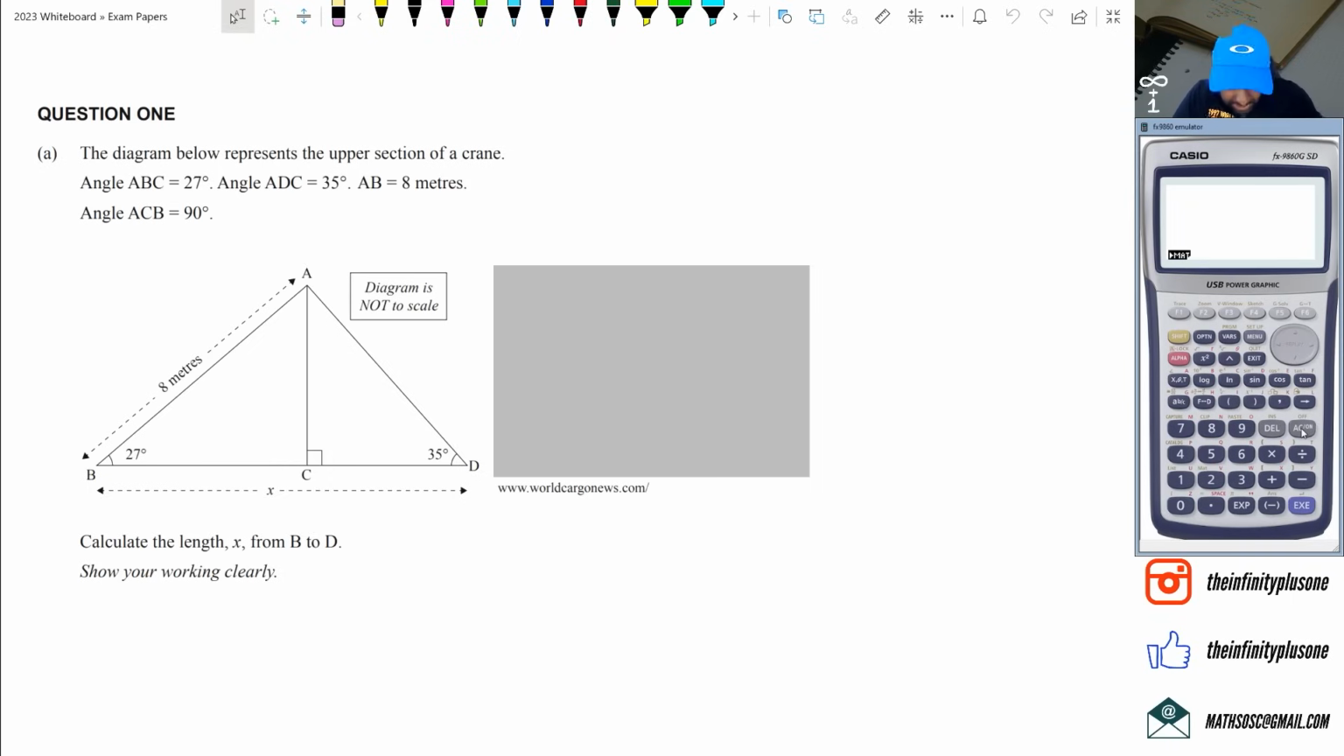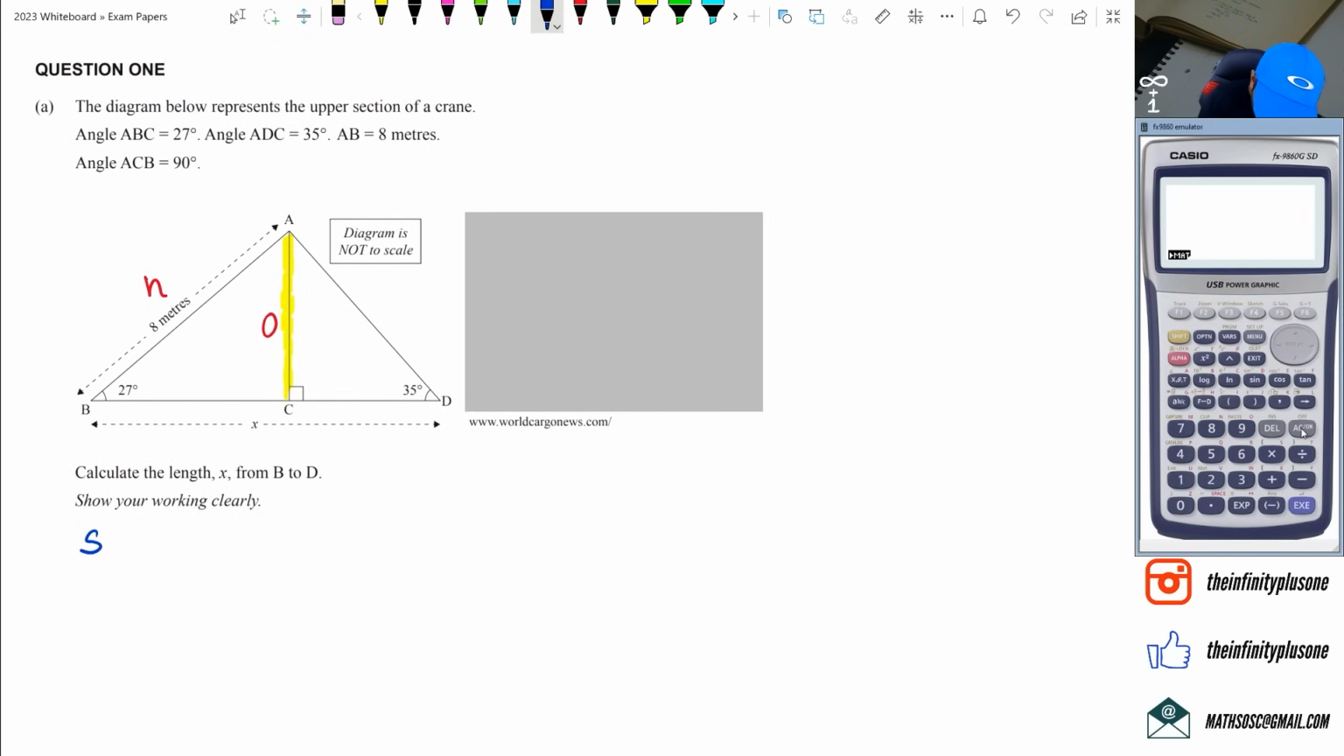Alright, let's get started with this first question. We've been asked to figure out what x is, and to do that, the first thing we need to figure out is the length AC, and we're going to use triangle ABC for this. Since 27 is the angle, this is the hypotenuse and this is the opposite. We're going to use the sine rule, so sine 27 is equal to opposite over hypotenuse. So sine 27 is equal to AC, the opposite, divided by the hypotenuse, which is 8. So 8 sine 27 equals AC.